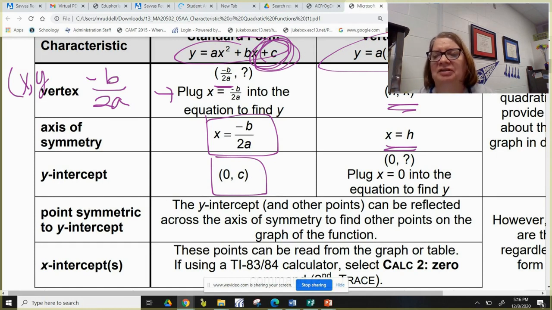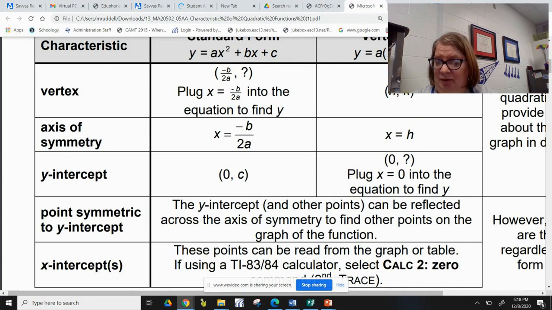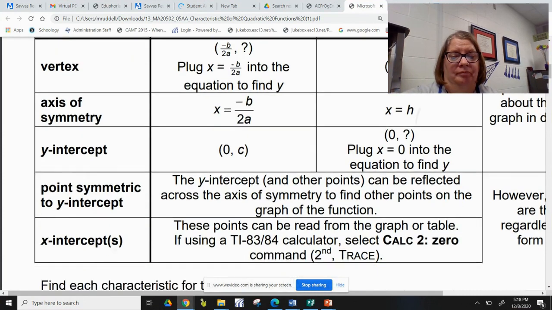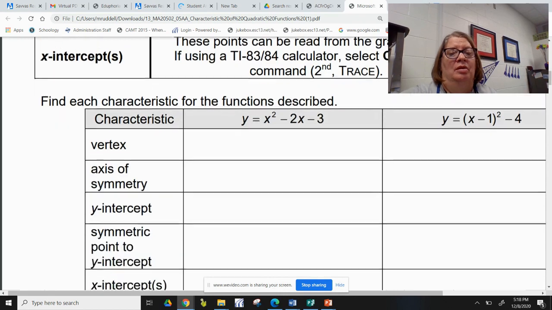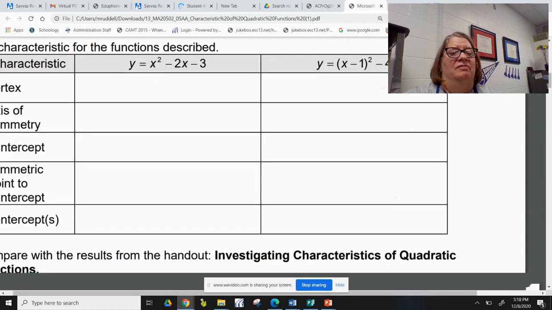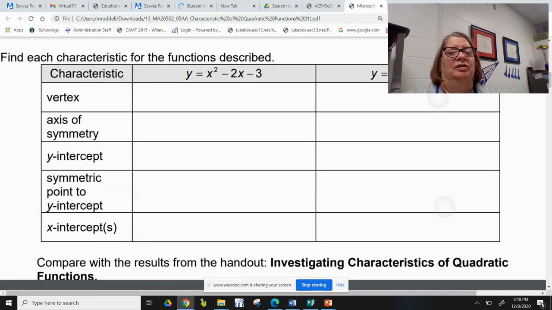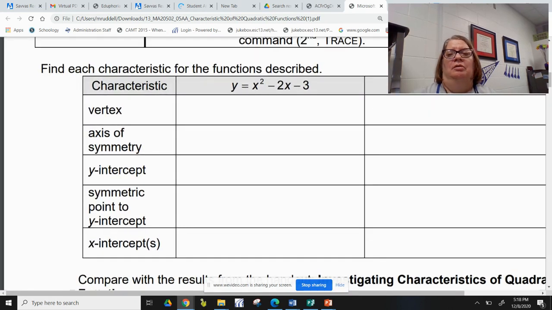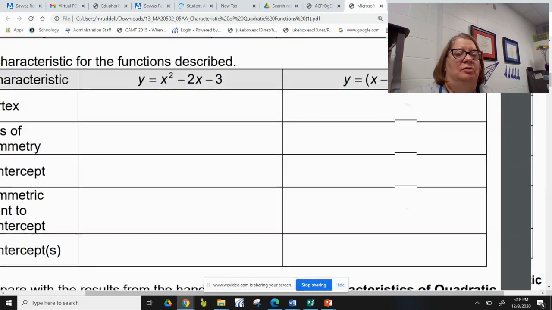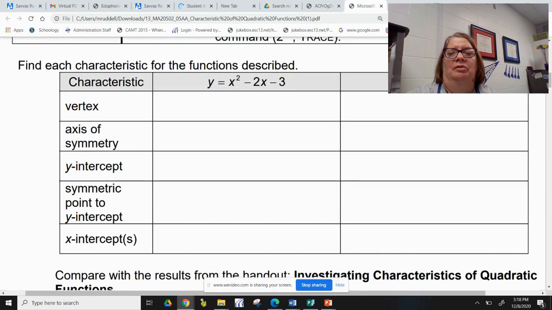Okay. Over to the side of your paper, notice it says that the two forms of quadratic equations provide information about the function's graph in different ways. Some things are the same regardless of which form you use, and you can tell that from this chart. Okay, let's keep going. This says, find each characteristic for the functions described. Okay, I still want to get that over in the middle. There we go.